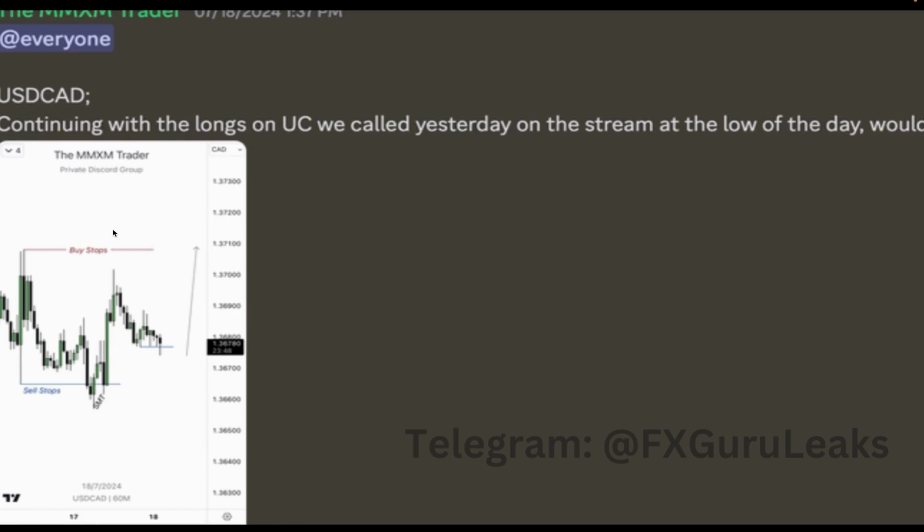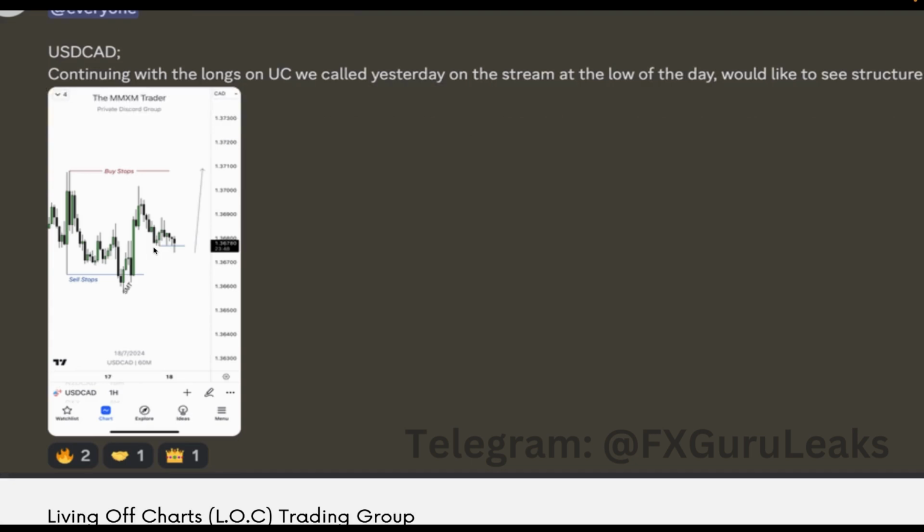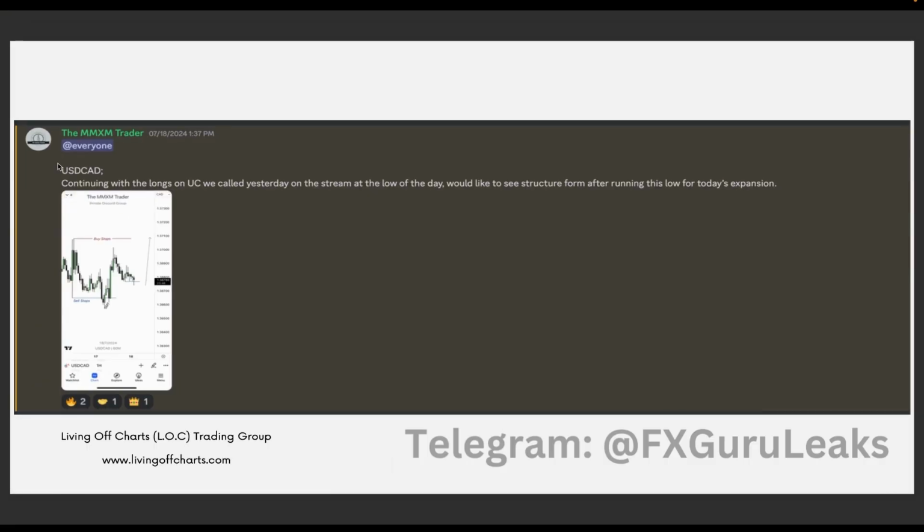So let's zoom into this chart here. This is a screenshot from the Discord group. This low right here is where we anticipated higher prices to come in for USD CAD, with the foundation of what we just explained previously. And as explained here, continuing with the longs on USD CAD, we called yesterday on stream at the low of the day. Would like to see structure form after running this low for today's expansion.